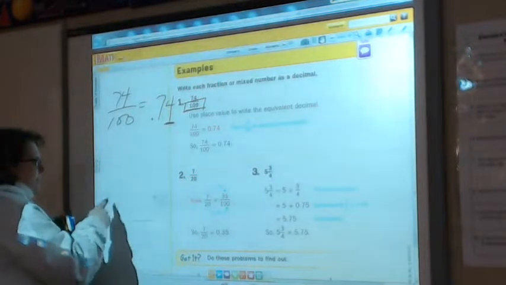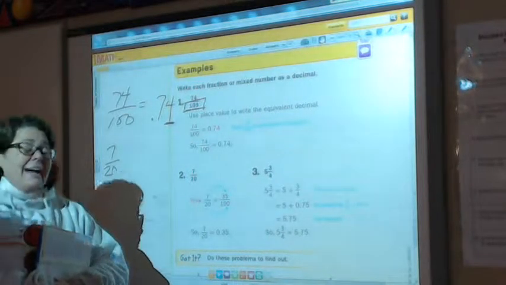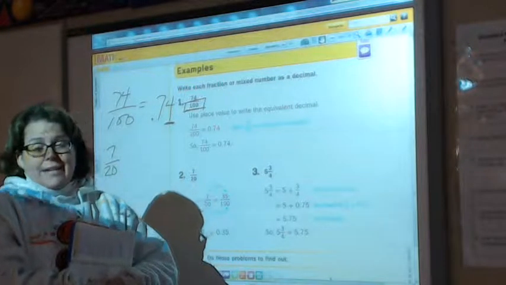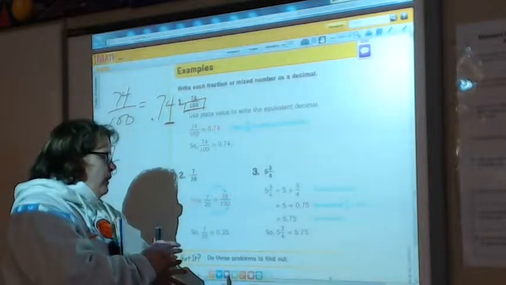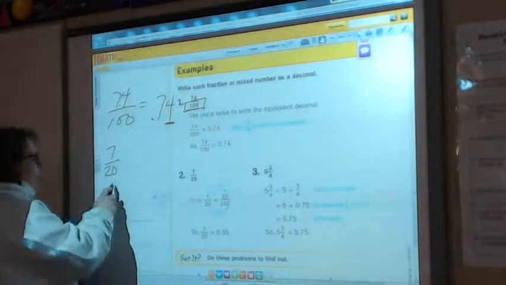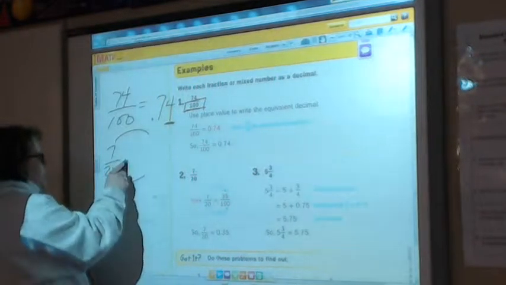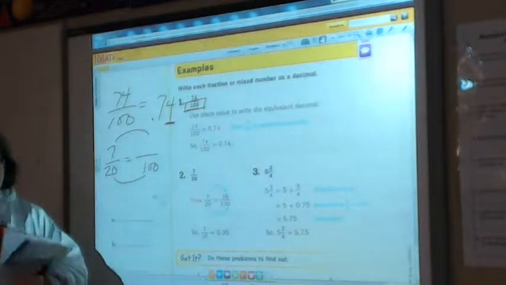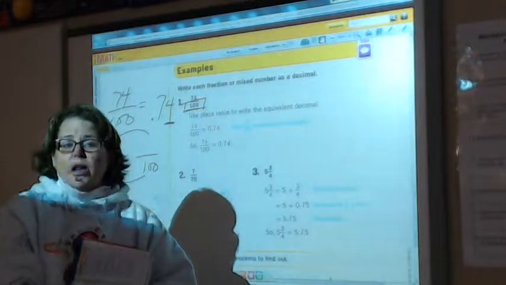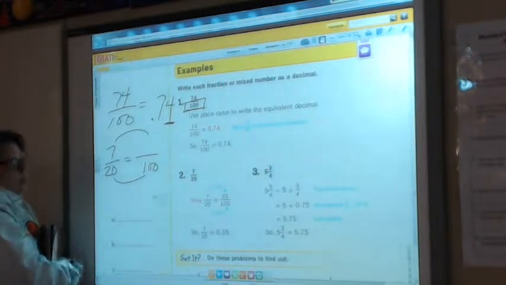Now, in the second example, 7 over 20, okay? That does not have a denominator of 10, 100, 1,000, whatever. So you need to convert that into a fraction that you know. So to do that, you want to make that 20 into 100. You're not going to make it a 10. You're not going to make it smaller. You always want to go bigger. You don't want to go smaller. So you want to make that 20 into 100.